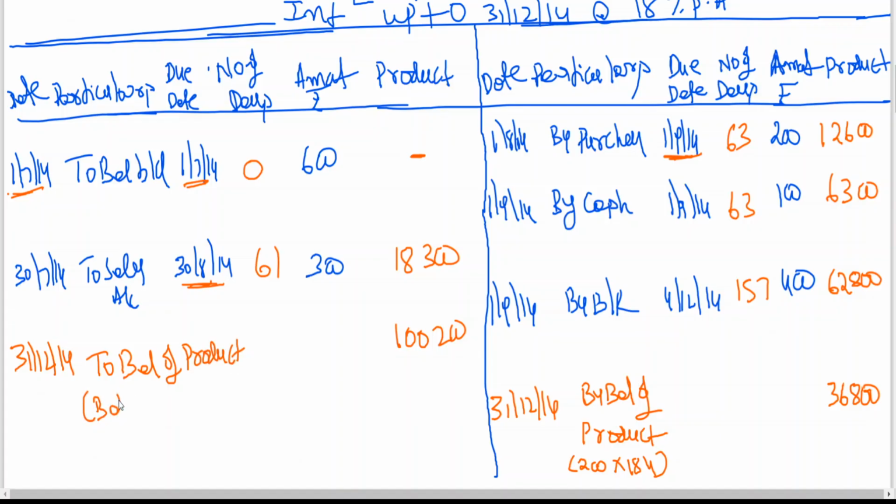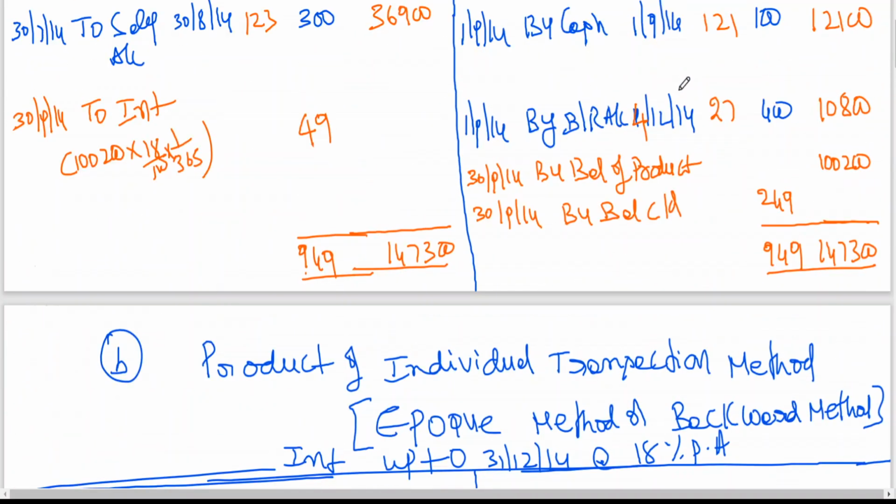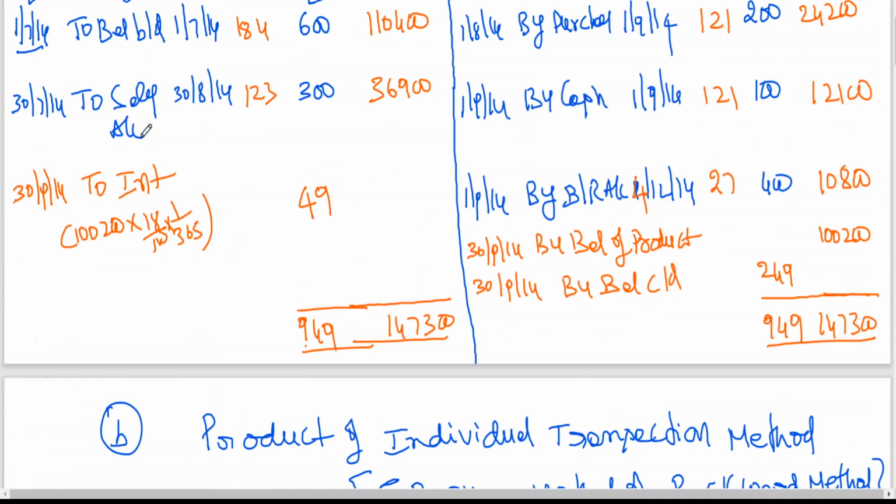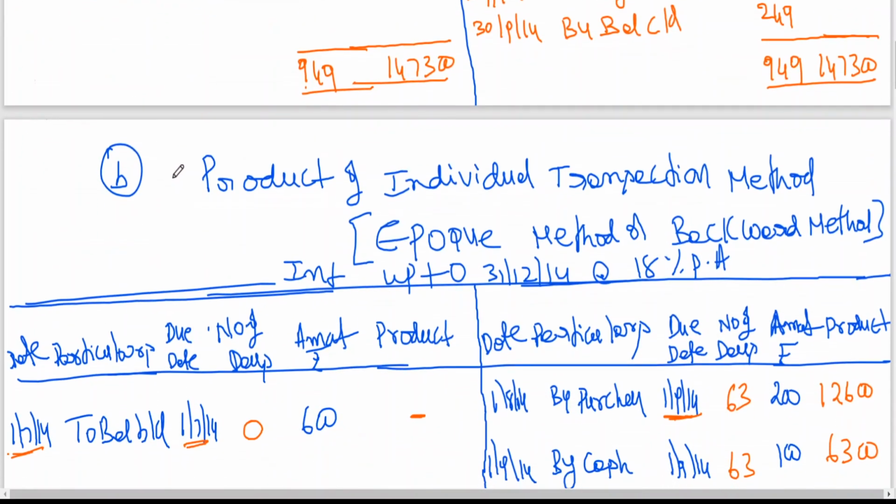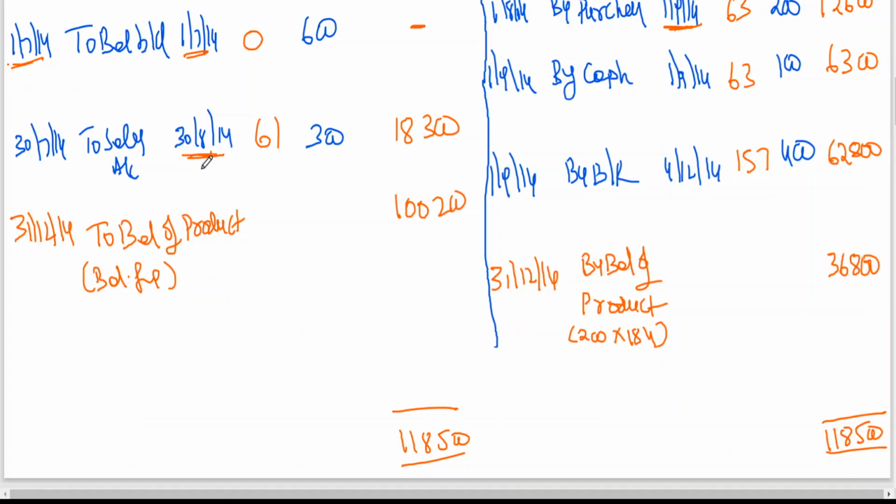This is the balancing figure. Now the funniest thing is that interest, generally you can see, if you are getting the balance of product on the credit side, interest is calculated on the debit side. But under the backward method, the final balance of product and the interest will be written on the same side. It is opposite. That means the final balance of product and interest will appear on the same side.